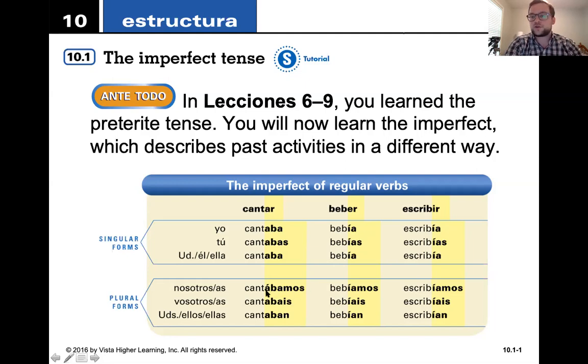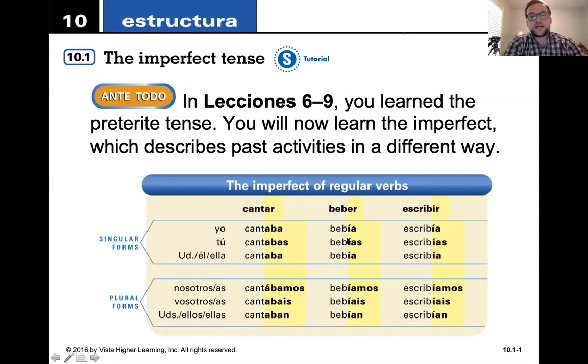Thus, the esdrújula here needs an accent mark because it's the third to last syllable. Very good. Okay, so we have aba, abas, aba, ábamos, aban: cantaba, cantabas, cantaba, cantábamos, cantaban. Okay, for our ER and IR verbs, it's a little bit different.